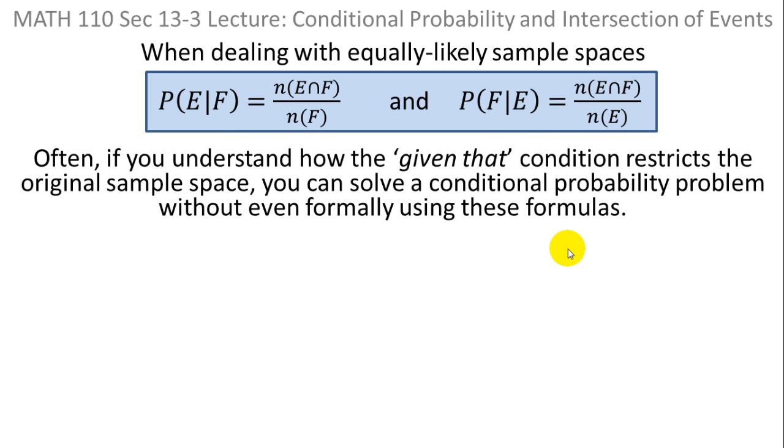It turns out, though, if you really understand how this given that condition restricts the original sample space, most of the time you can solve these conditional probability problems without even formally using any formula. And I'll show you what I mean by that.